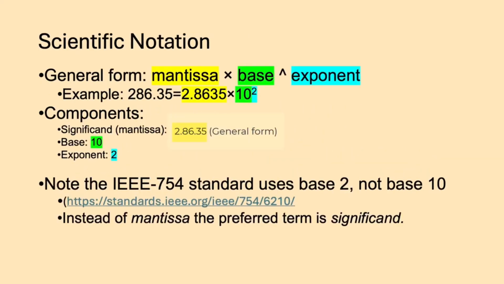The general form of a floating point number is the mantissa, or the significand, multiplied by the base to the power of the exponent. Here, the number 286.35 in general form is 2.8635 multiplied by 10 to the power of 2.